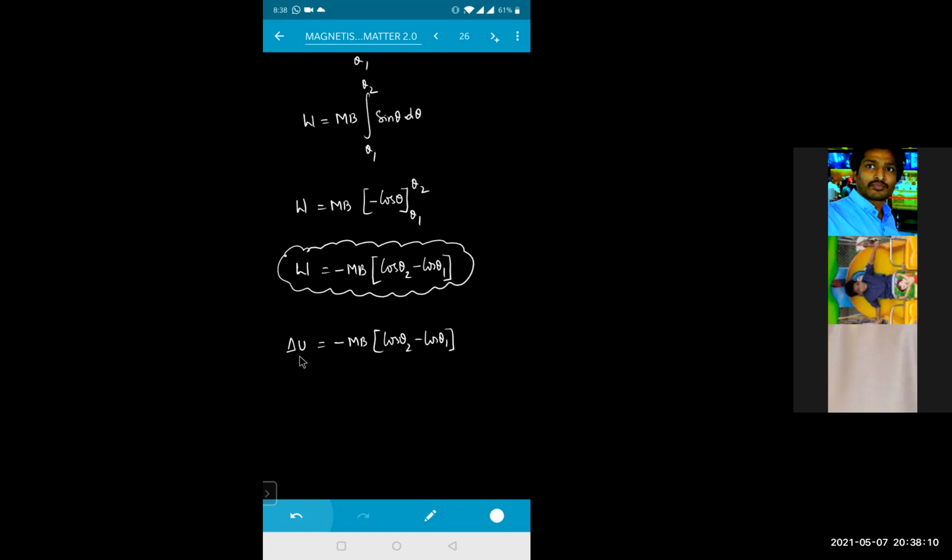How do you write this work potential energy, beta? U final, meaning U at theta 2, minus U at theta 1, will be equal to minus MB into cos theta 2 minus cos theta 1. The final position is theta 2, the initial position is theta 1. So in terms of potential energy, the potential energy at the two angles will be minus MB cos theta 2 minus minus MB cos theta 1.